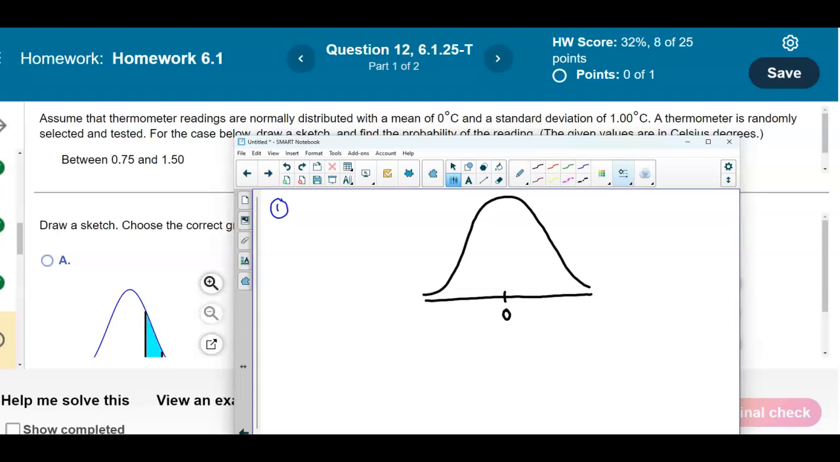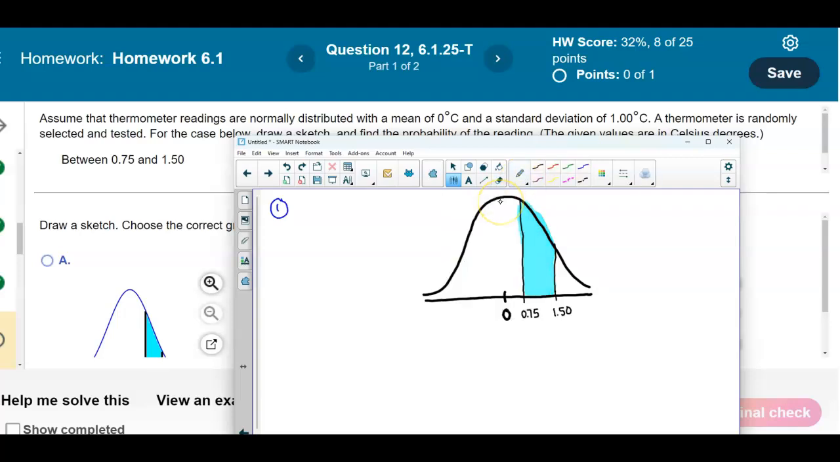So if we say that this value right here is estimated to be 0.75, because that value has to be to the right of 0, and then we put 1.5 because that's greater than that value. Now we extend our lines, and then we shade that area because that's what we're looking for. So here's the area that we're looking for.